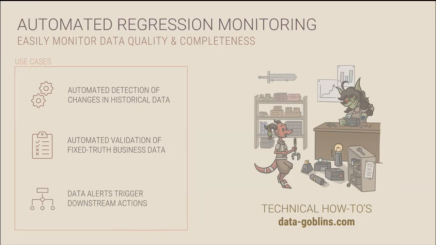These can then be linked to downstream data alerts, which can trigger actions to, for example, notify us that a regression happened, but more importantly, take automated steps to ensure that users do not see or interact with the wrong data. So how does it work?